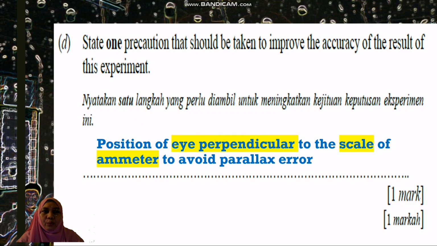So, what precaution can you write for this experiment? Position of eye perpendicular to the scale of emitter to avoid parallax error. The keywords are eye, perpendicular, scale, emitter. Students, emitter is a device which we use in measuring the responding variable, so it must be stated in your precaution.